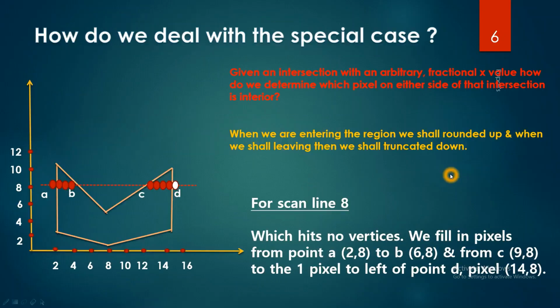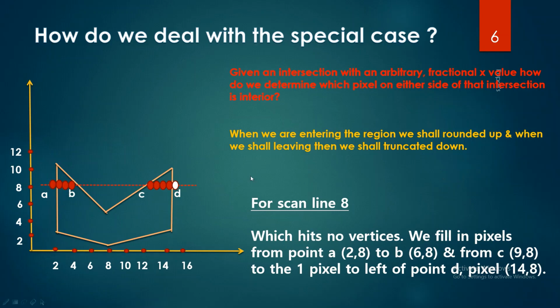Now some special cases. Given an intersection with an arbitrary fractional x value, how do we determine which pixel on either side of that intersection is interior? So in this case, when we are entering the region, we round it up, and when we are leaving it, we truncate it down.